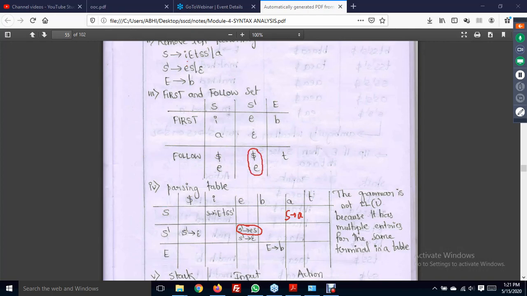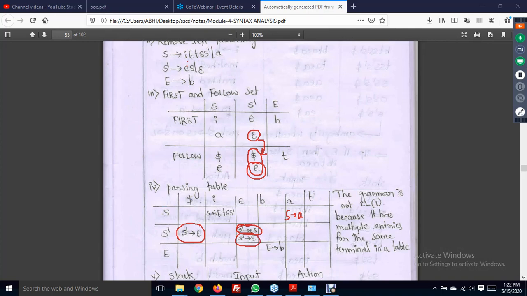I'll repeat it again. Initially, first of S dash is E and epsilon. So under E, I get the production S dash tending to ES. Again I have epsilon. If I have epsilon, you have to consider the follow also. So for the dollar, I insert the production S dash tending to epsilon, but under E I also have S dash tending to ES. This is an ambiguity here, because the production S dash tending to epsilon is sitting in the same place where I also have S dash tending to ES.